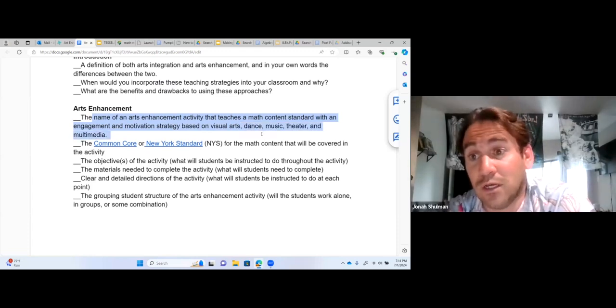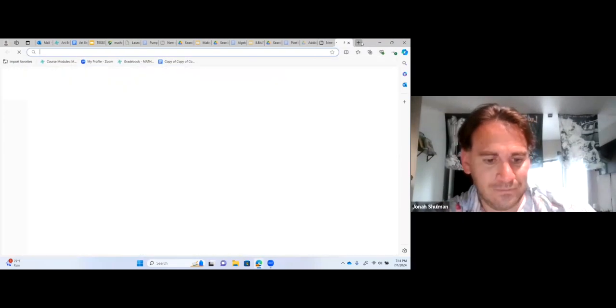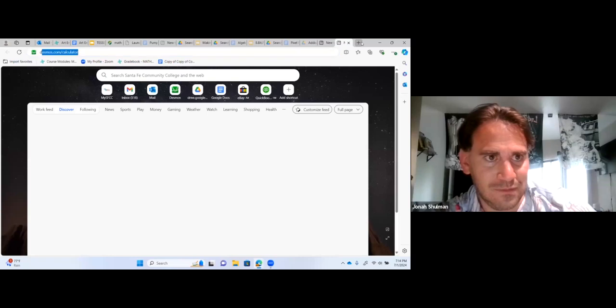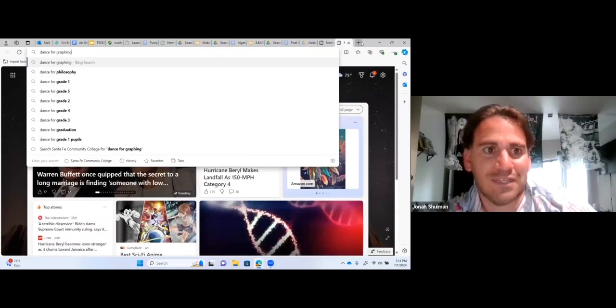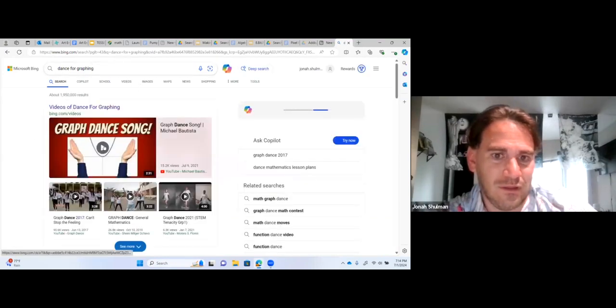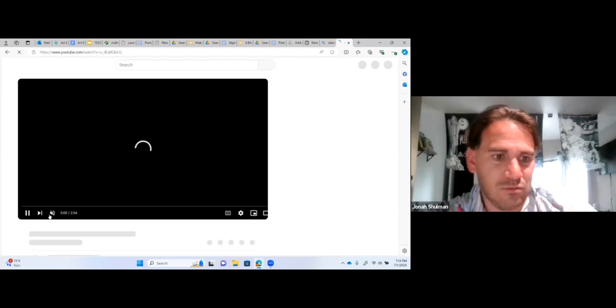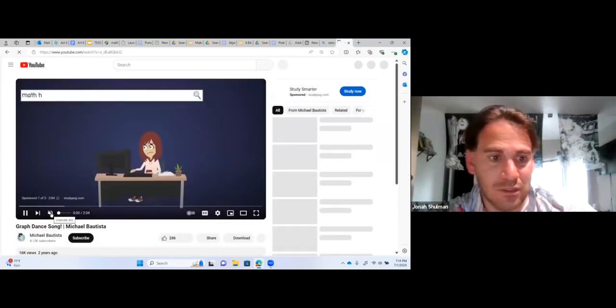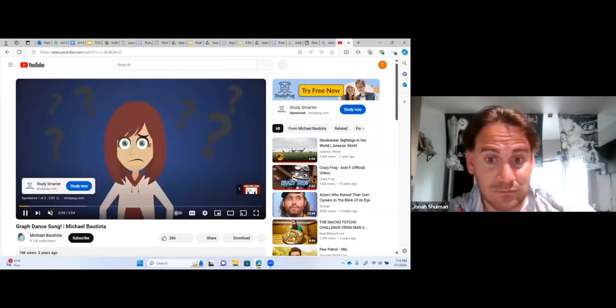The dance ones are fun. The dance ones that I always use are, I think, the dance for graphing. There's also dance transversal that finishes a lot. Yeah, here's one of them. There's a bunch of these things though. Some of them are more fun than others. I just found a random one, but there's tons of these things.